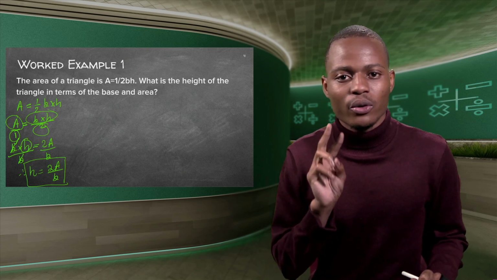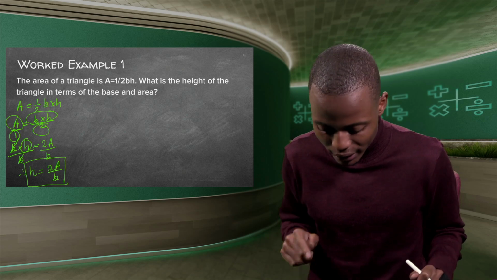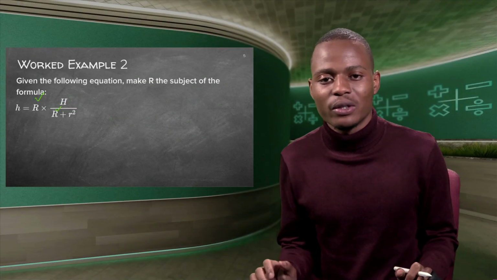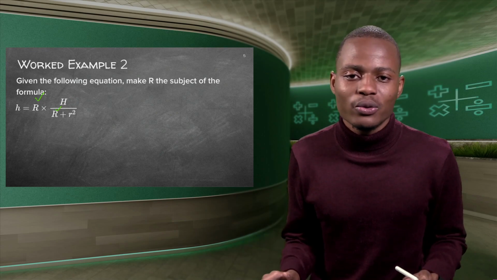Okay, so now equation number 2. Now let's go to the second problem where we have one more equation. Question number 2: given the following equation, make R the subject of the formula. So we're making capital R the subject of the formula, and this is an interesting question because you have R there, but at the end of the day we need to have one of them as the subject of the formula. So how do we do that, guys?